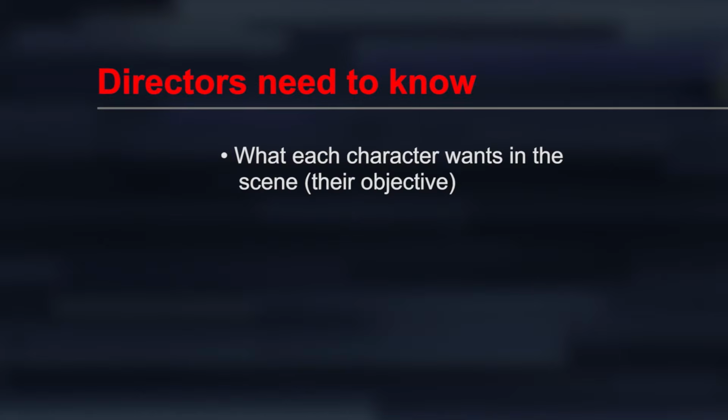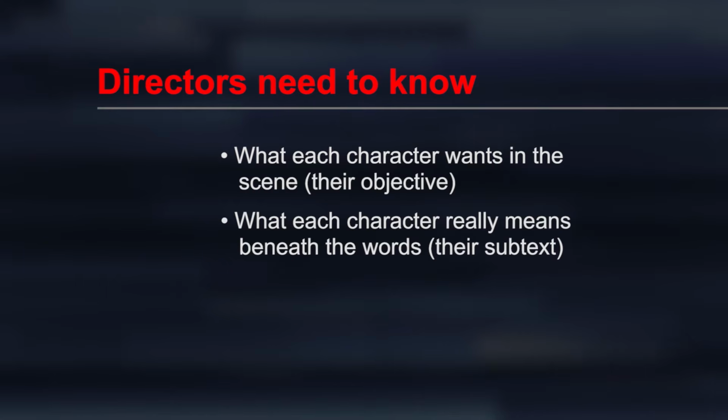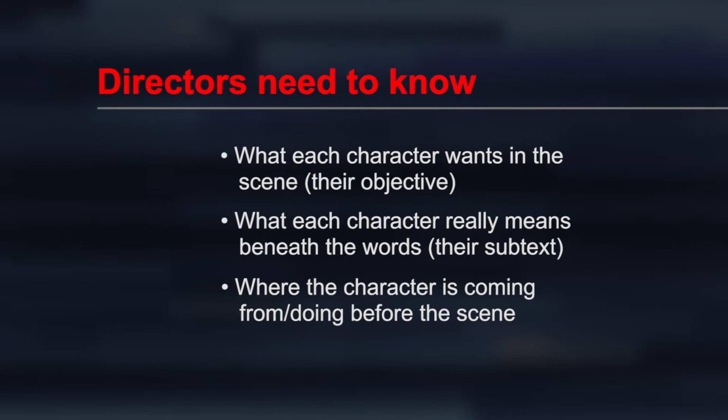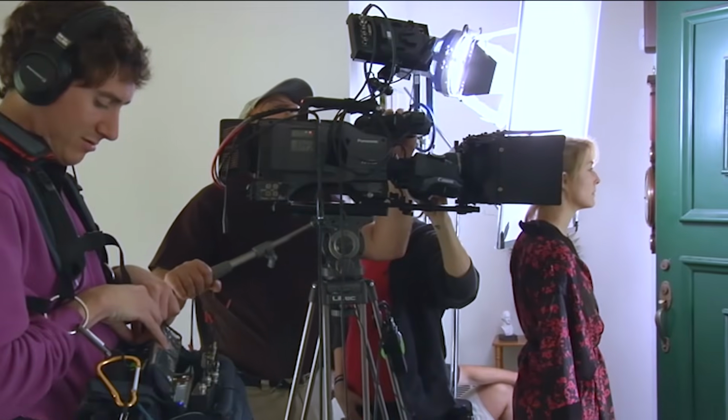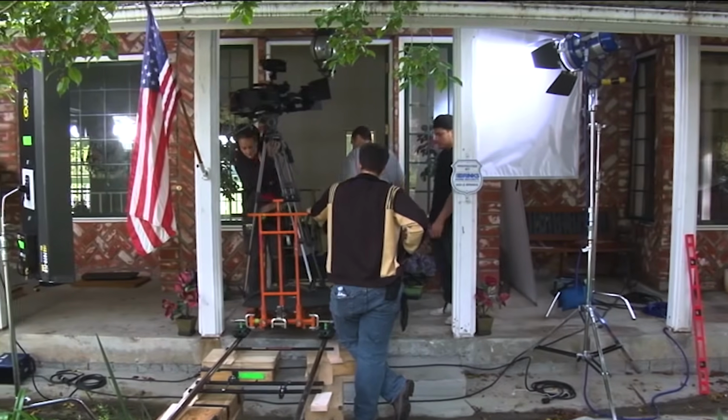As a director, it's your job to break down the script so you understand how each scene works to support the story. In much the same way an actor breaks down his or her character, you need to know what each character wants in each scene, what the character is really saying beneath the dialogue, and where the character is coming from in the moments before each scene takes place. I go through these in much more detail in the lesson, Rehearsing the Actors. These three factors play an important role in helping you craft real, organic blocking on set.